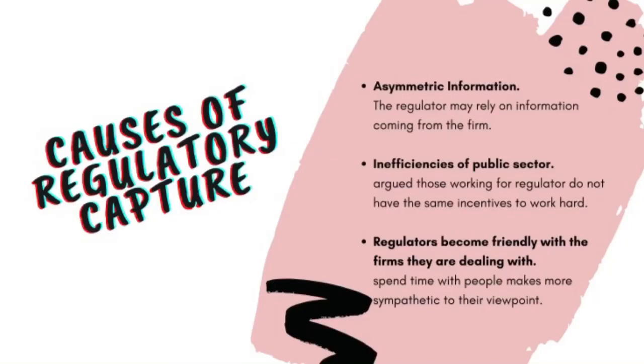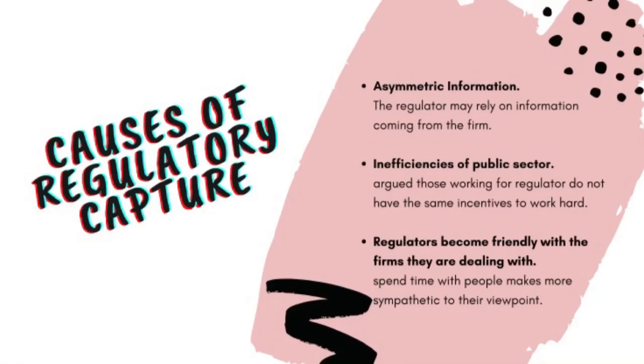So for the next slide is causes of regulatory capture. For the causes of regulatory capture, I give 3 points, which are asymmetric information, inefficiency of public sectors, and also the regulator becoming friendly with the firm they are dealing with.